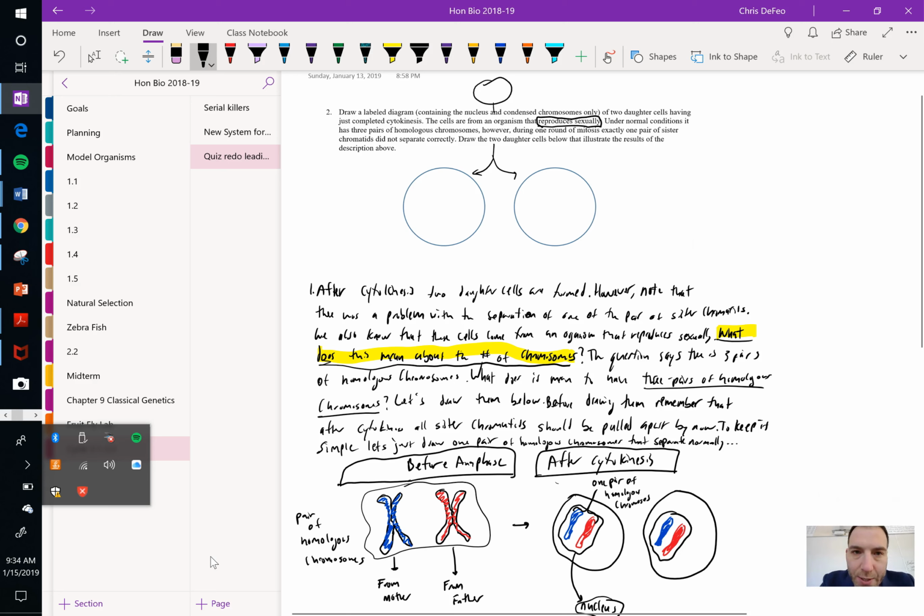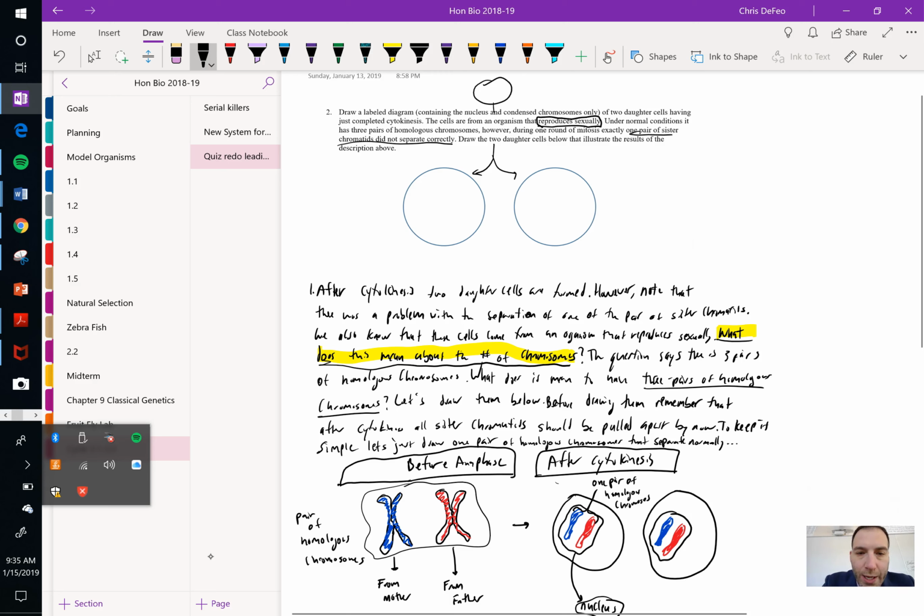Under normal conditions, it has 3 pairs of homologous chromosomes. However, during one round of mitosis, exactly 1 pair of sister chromatids did not separate correctly. So what this is saying is that as this cell goes through mitosis, there was a problem. At some point during mitosis, a pair of sister chromatids did not separate correctly. And so what you're asked to do is draw this down below. How do we go about that?